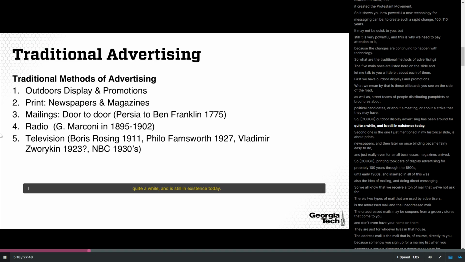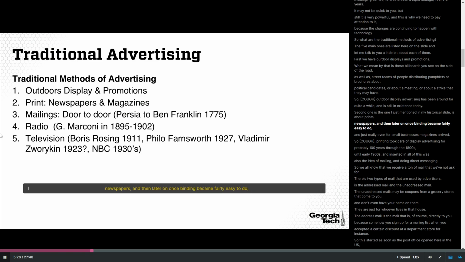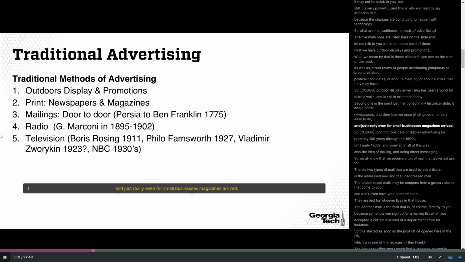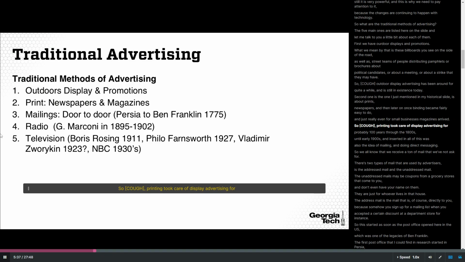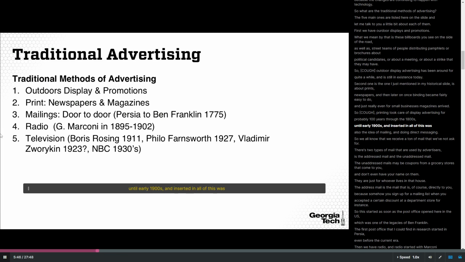Second one is the one I just mentioned in my historical slide, which is print. Newspapers, and then later on, once binding became fairly easy to do industrially, even for small businesses, magazines arrived. So printing took care of display advertising for probably 100 years through the 1800s until early 1900.